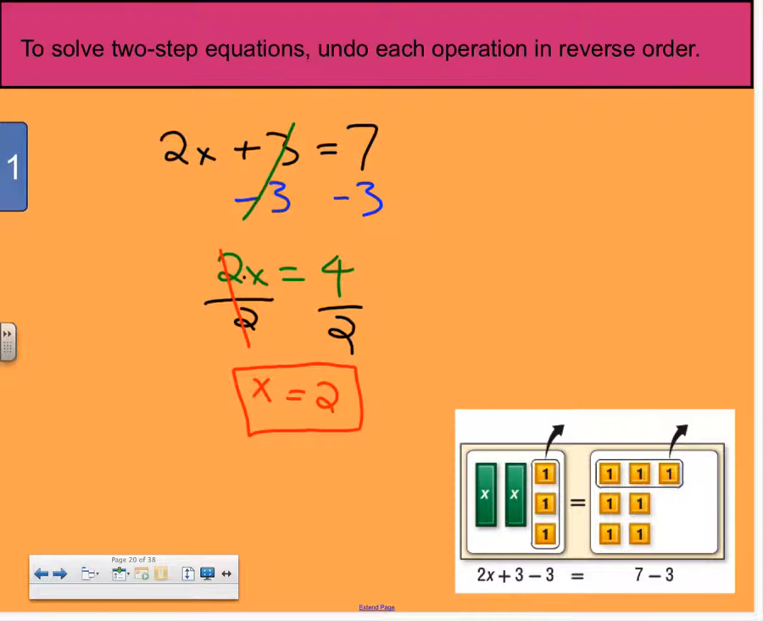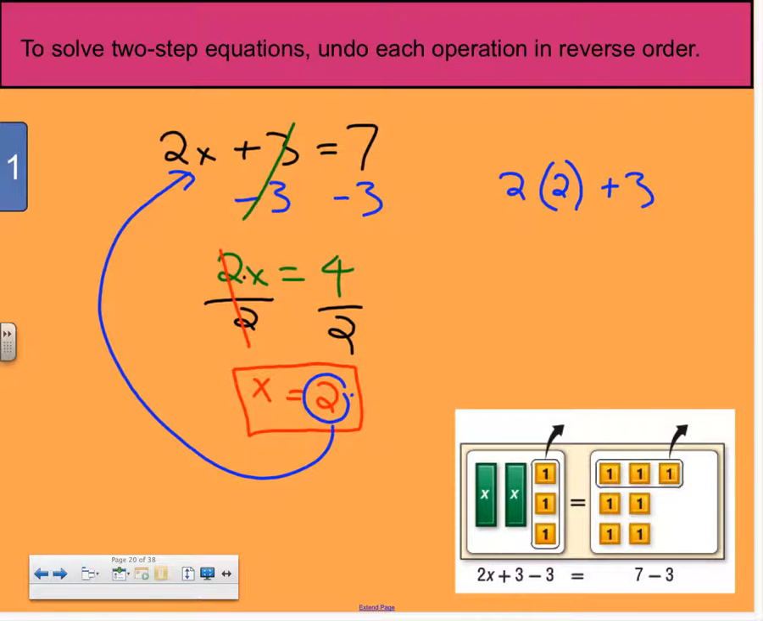Dallas, what do I need to do? Very good, Dallas. She said to check the answer. So I'm going to take this 2, and I'm going to put it all the way back into my original equation. All right? And I'm just going to write this out. Instead of x now, I'm going to include the 2 that we discovered as our answer. So 2 times 2 plus 3. And that should equal the 7 on the other side of the equation.